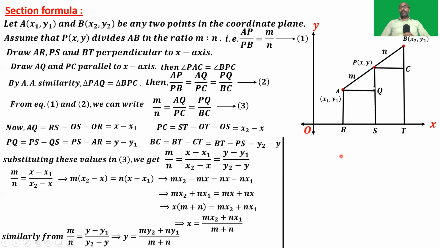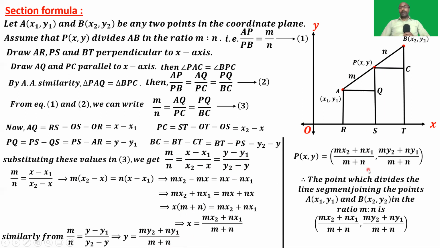Here x and y are the coordinates of P, which divides the line segment AB in the ratio m is to n. So therefore, the point which divides the line segment joining x1, y1 and x2, y2 in the ratio m is to n is mx2 plus nx1 by m plus n and my2 plus ny1 by m plus n. This is called section formula. So using this, we can find the point which divides the line segment AB in given ratio.